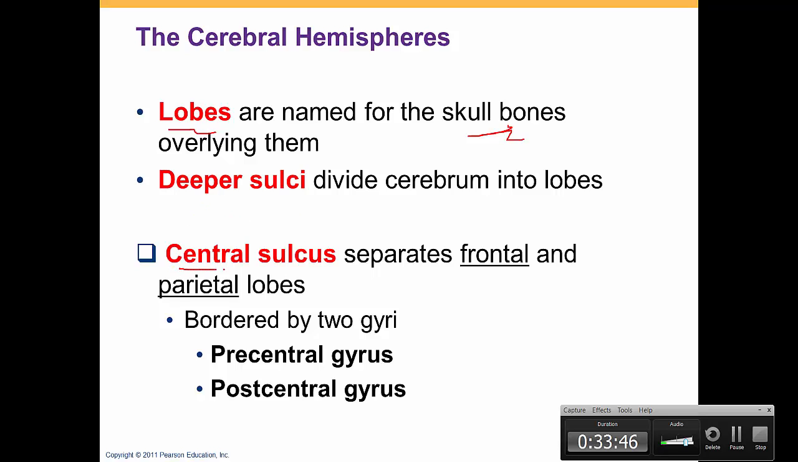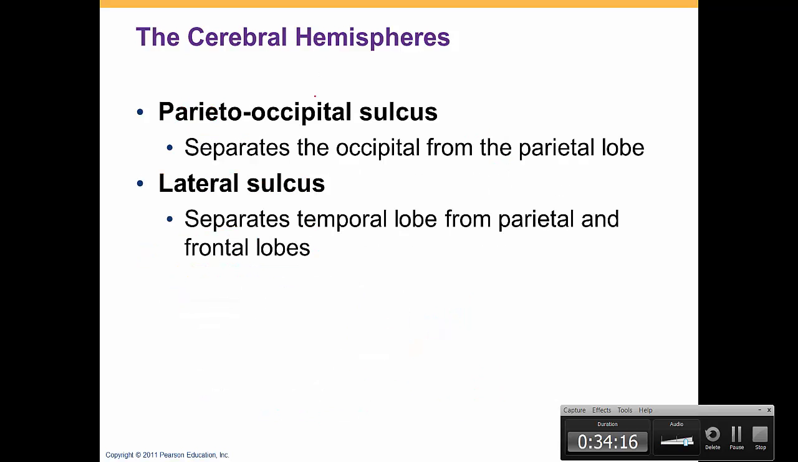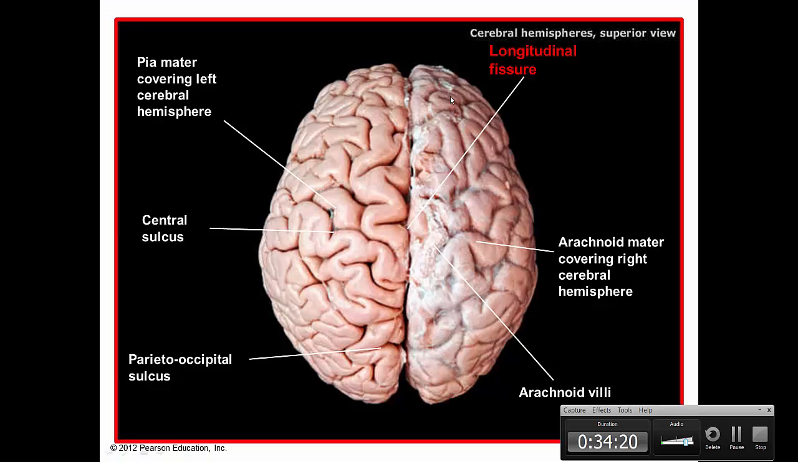In addition to that, we spoke about the central sulcus, which is very important to know for exam purposes, and the pre- and post-central gyri, which are also important to know for exam purposes. These gyri have different functions. The pre-central gyrus has a mainly motor function, and the post-central gyrus has mainly sensory function. Then the parieto-occipital sulcus and lateral sulcus, these we saw as well.